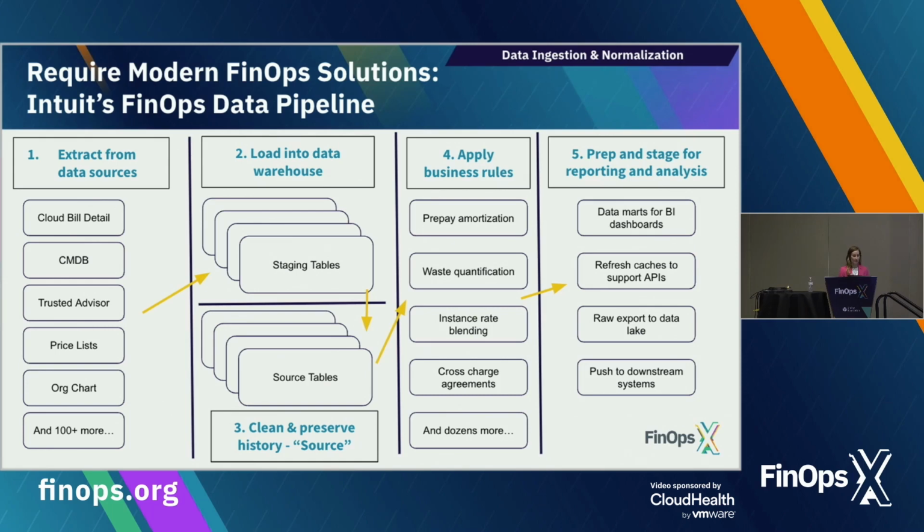So once the data is extracted, it's staged in our warehouse, and we bring all available information into the warehouse. And we use Amazon Redshift. Once it's staged, we can then clean the data. And we clean it by applying data types. We delete any columns or rows that are unnecessary, and we preserve the contents for history.